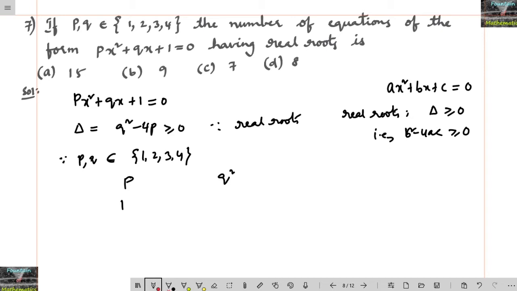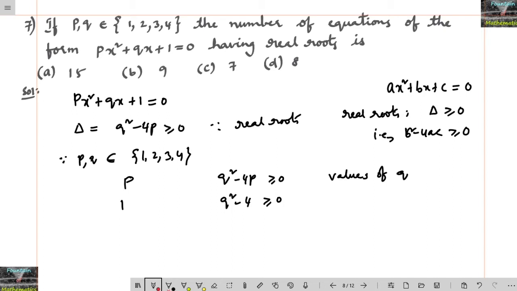We need q square minus 4p, which is always greater than or equal to 0. Let us write here q square minus 4 greater than or equal to 0. Then what are the values of q? Suppose I take q equal to 1: 1 square minus 4 is minus 3, which cannot be greater than 0. So 1 is not possible.